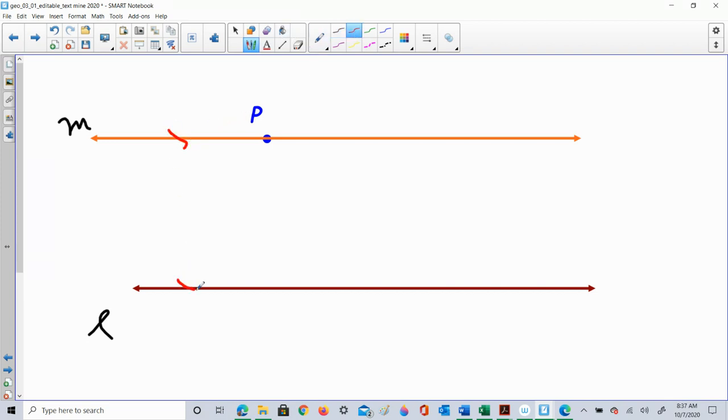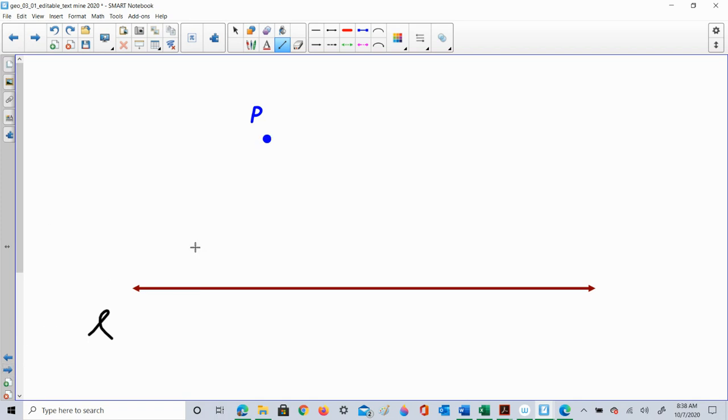Mark them, right? If I had some second line through P, well, look, it would intersect line L, which means it could not be parallel, because the definition of parallel is two coplanar lines that never intersect. So all that postulate says is there's only one way to do this. Same thing goes with perpendicular. There's point P.